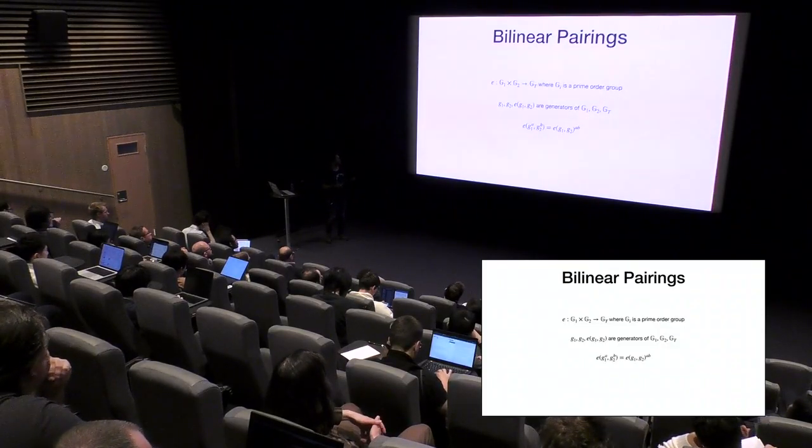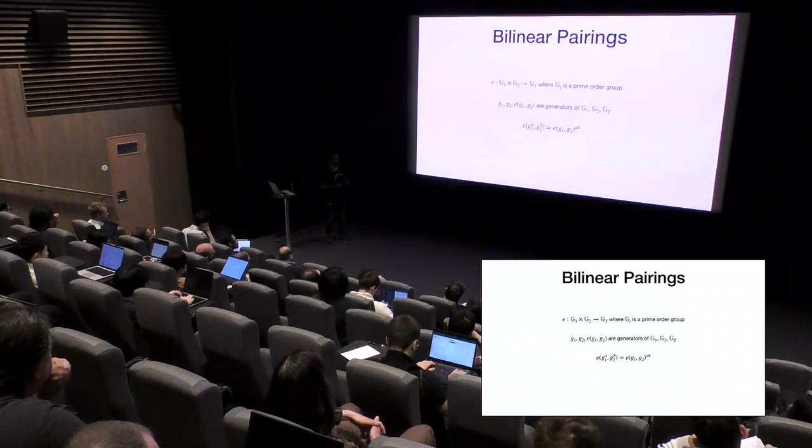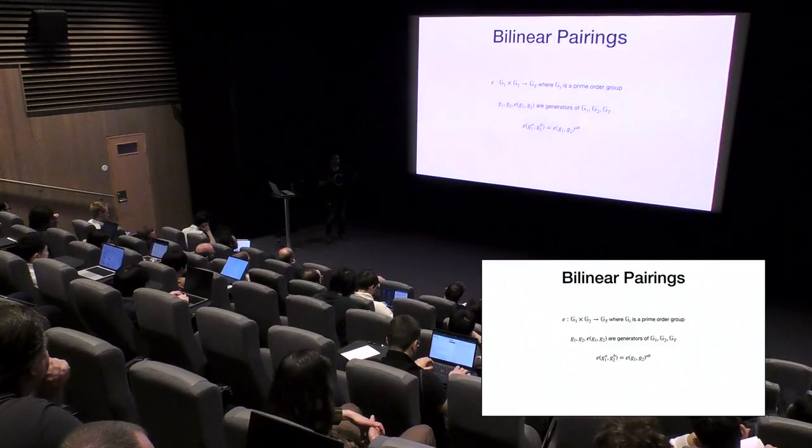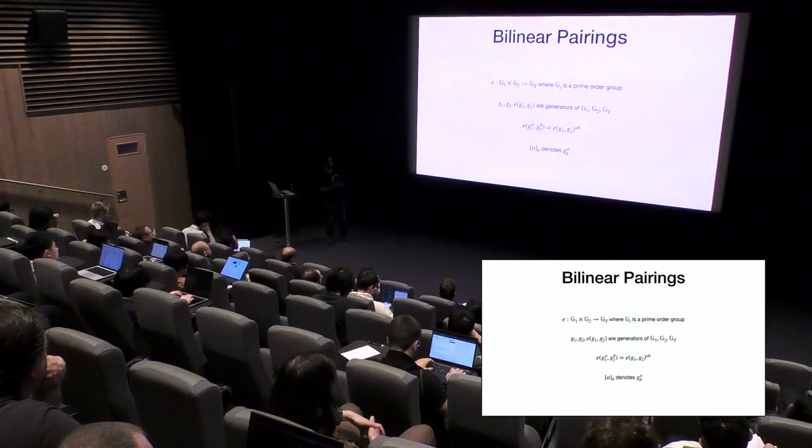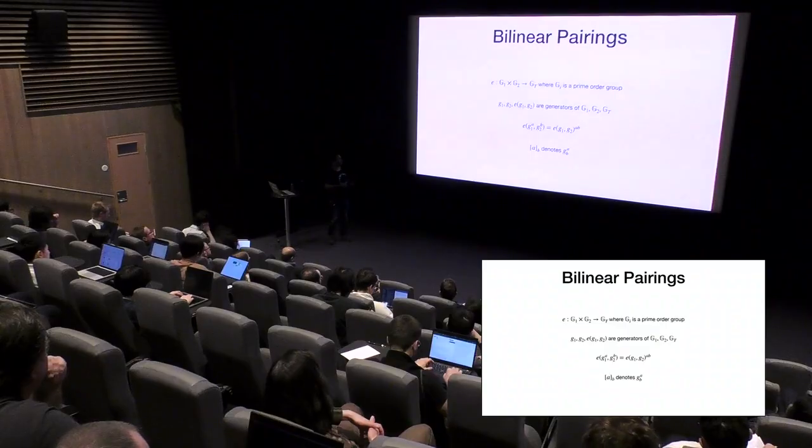And what is bilinear here? It says that E of g1 raised to a, comma g2 raised to b, is equal to E of g1, g2 raised to ab. So somehow the exponents just jump out of the bracket. It's a pretty cool tool. I'll use this bracket notation as shorthand to denote g raised to a.